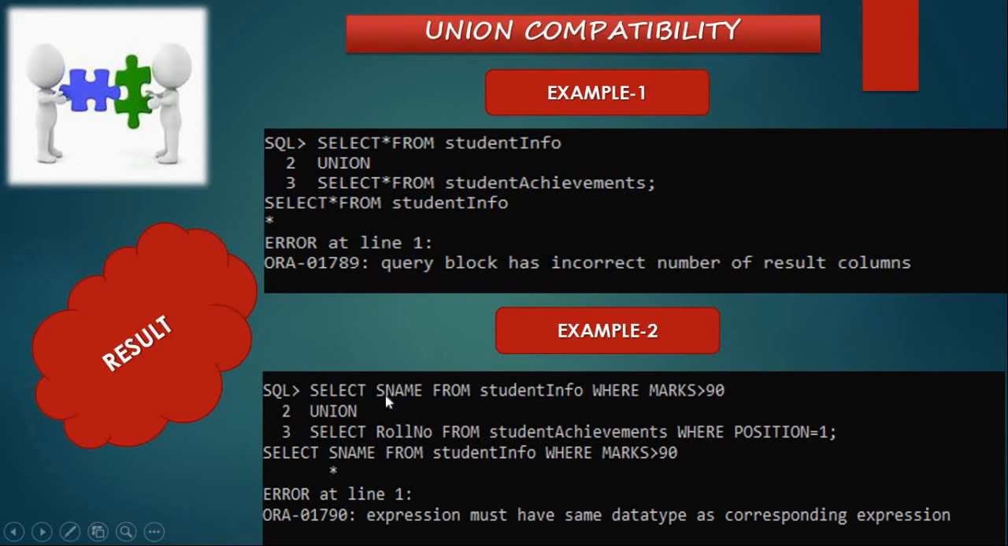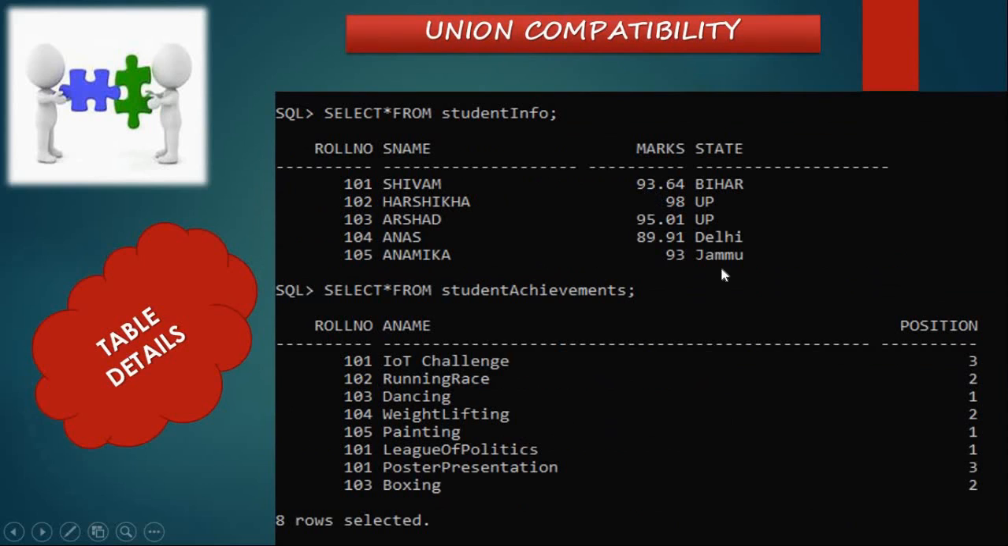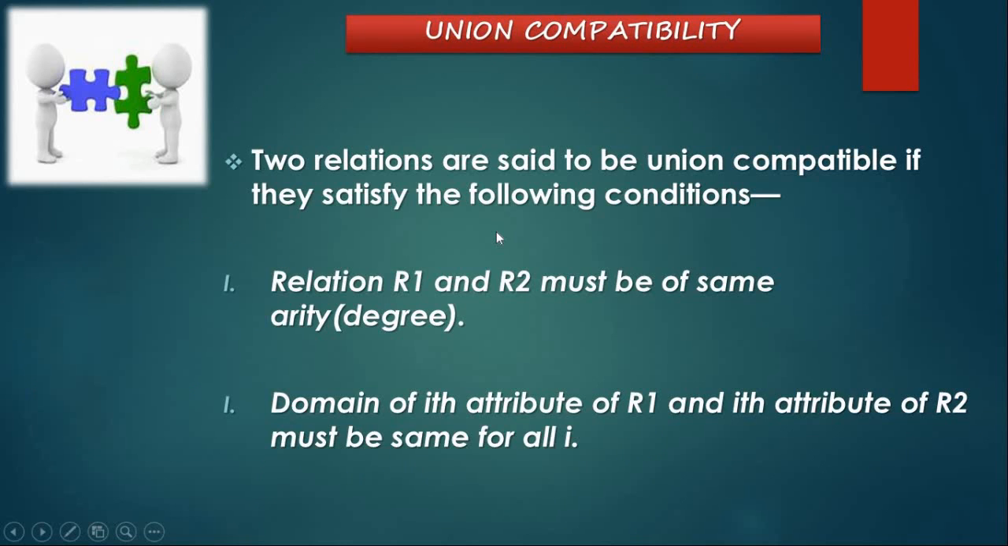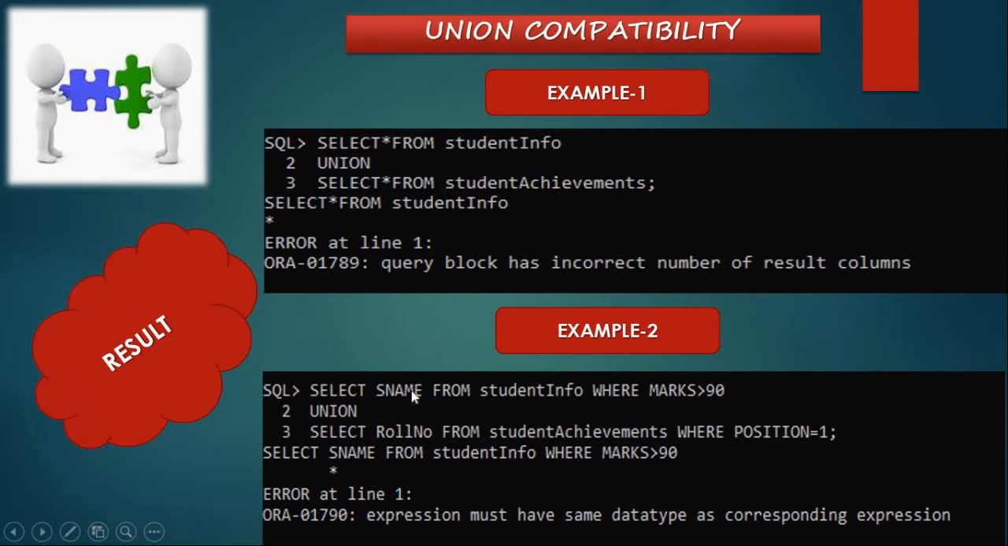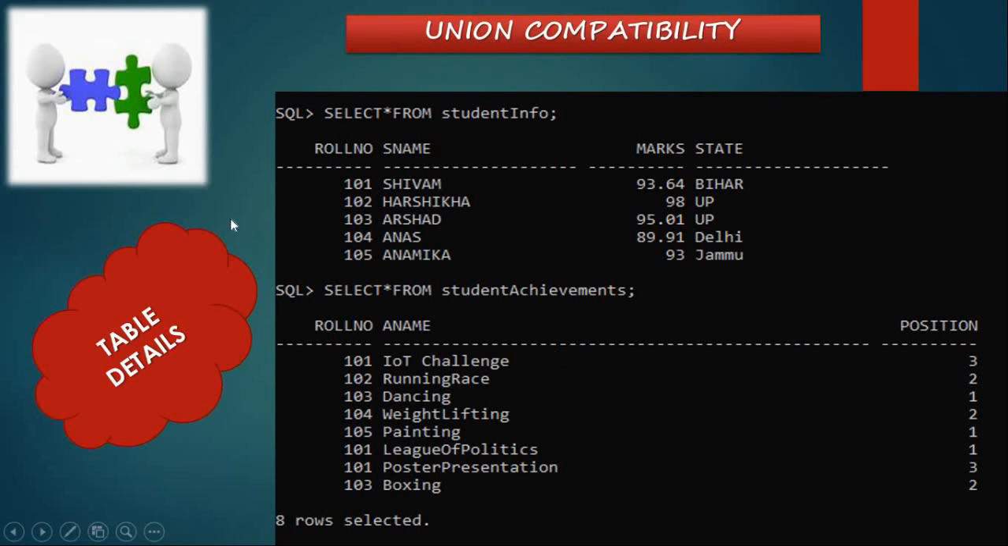Moving on to example number 2, we are selecting S name from student information where marks is greater than 90 and unioning it with selecting roll number from student achievement where position is 1. Here the first condition is satisfied, but it fails on the second condition, which is that the domain should be the same. S name, which is the student name, is a string, and the second set contains roll number, which is an integer. So we cannot union them because the domains of S name and roll number are different. They are not union compatible.